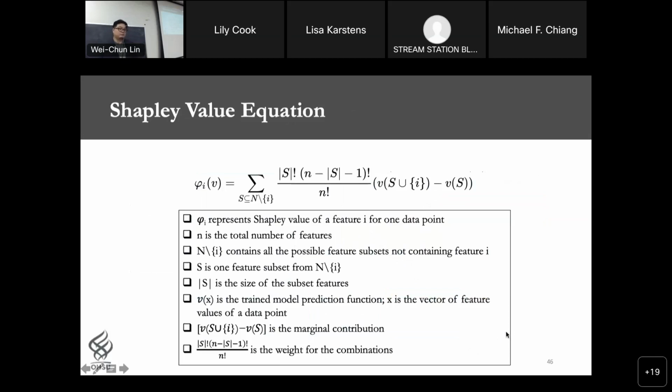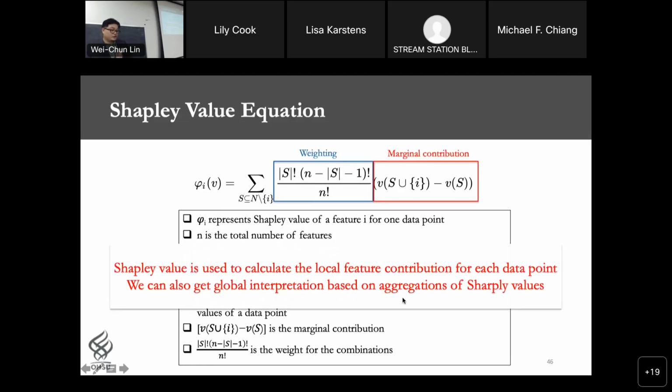Here's the equation of the Shapley value. Phi represents the Shapley value of a feature i for one data point, and small n is the total number of features. Big N without i contains all the possible feature subsets not containing the feature i, and big S is one feature subset from big N. The number of S is the size of the subset of features, f is the trained model prediction function, and small x is the vector of feature values of a data point. The red rectangle shows the marginal contribution, and the blue rectangle is the weight for the combinations. Overall, the Shapley value is used to calculate the local feature contribution for each data point, and we can also get a global interpretation like feature importance based on the aggregation of Shapley values.